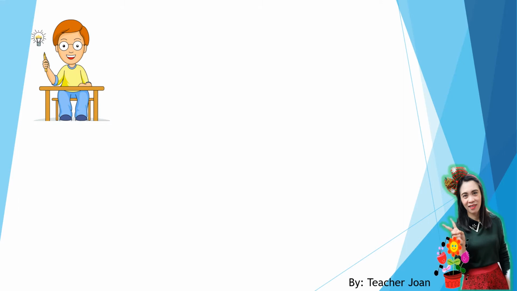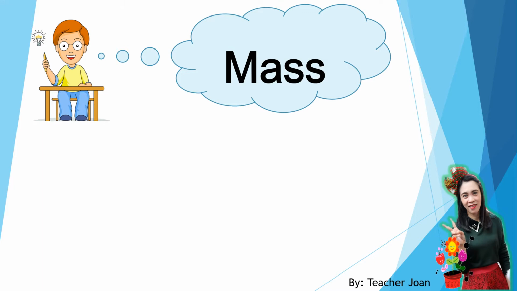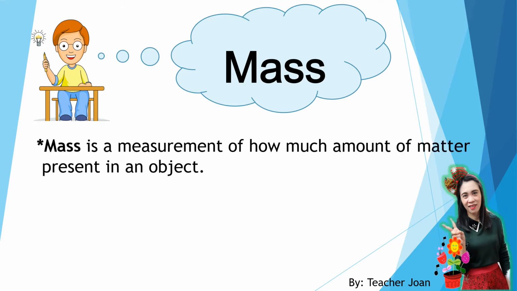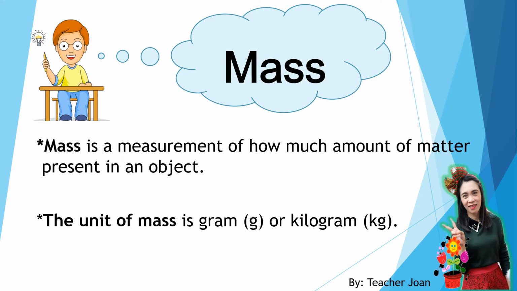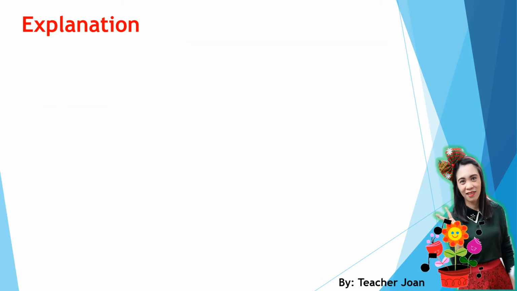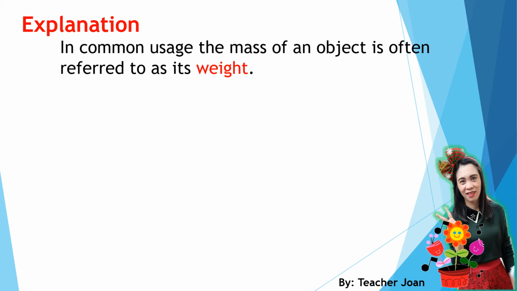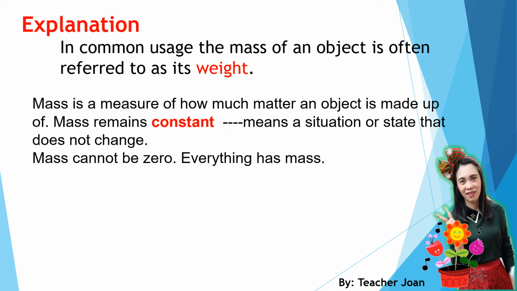Now let's start to discuss about mass. What is mass? Mass is a measurement of how much amount of matter present in an object. Object means things, okay? The unit of mass is gram or kilogram. In order for you to understand the lesson, in common usage, the mass of an object is often referred to as its weight. Mass is a measure of how much matter an object is made up of. Mass remains constant. Constant means a situation or state that does not change, which means mass cannot be zero.